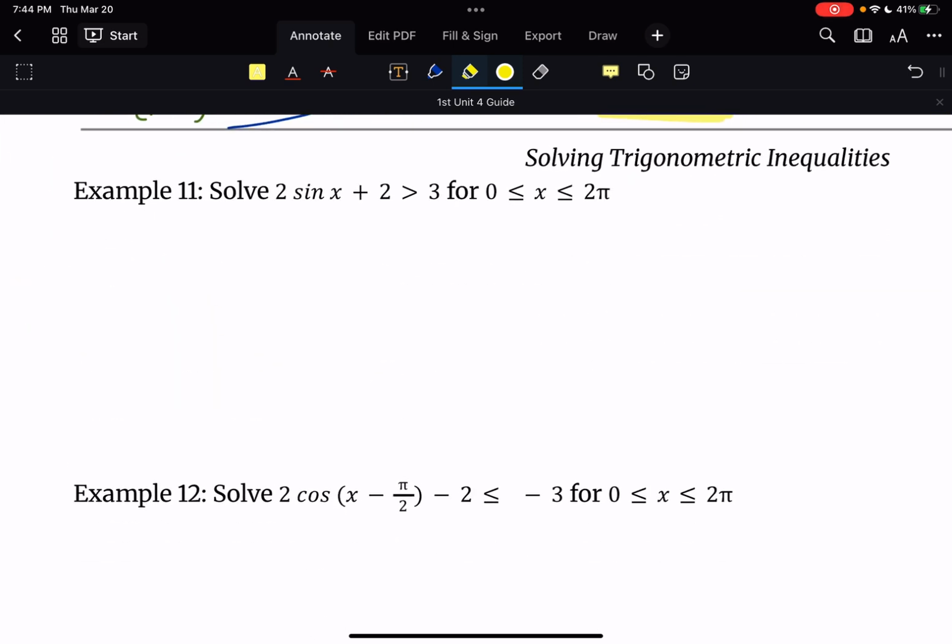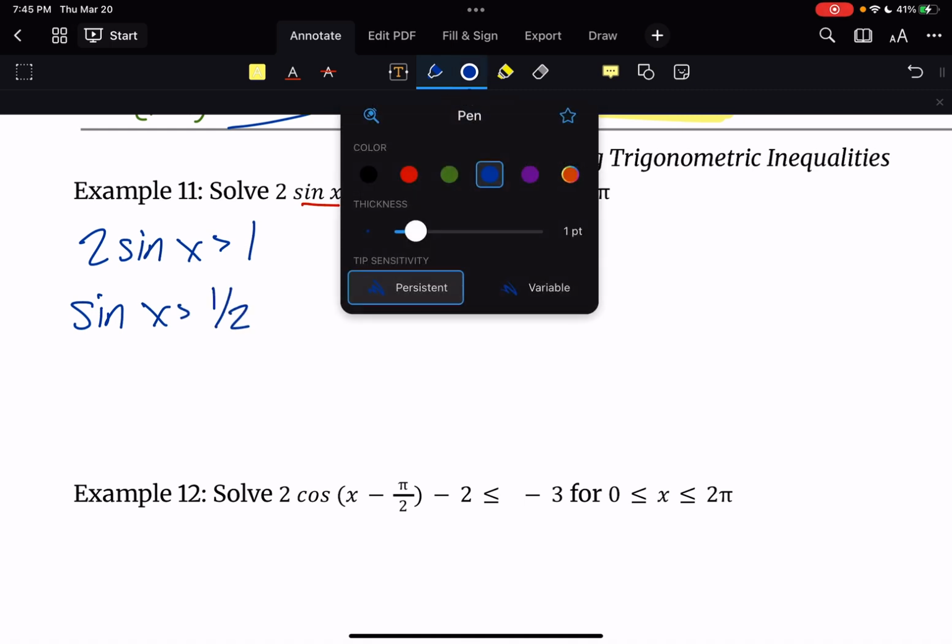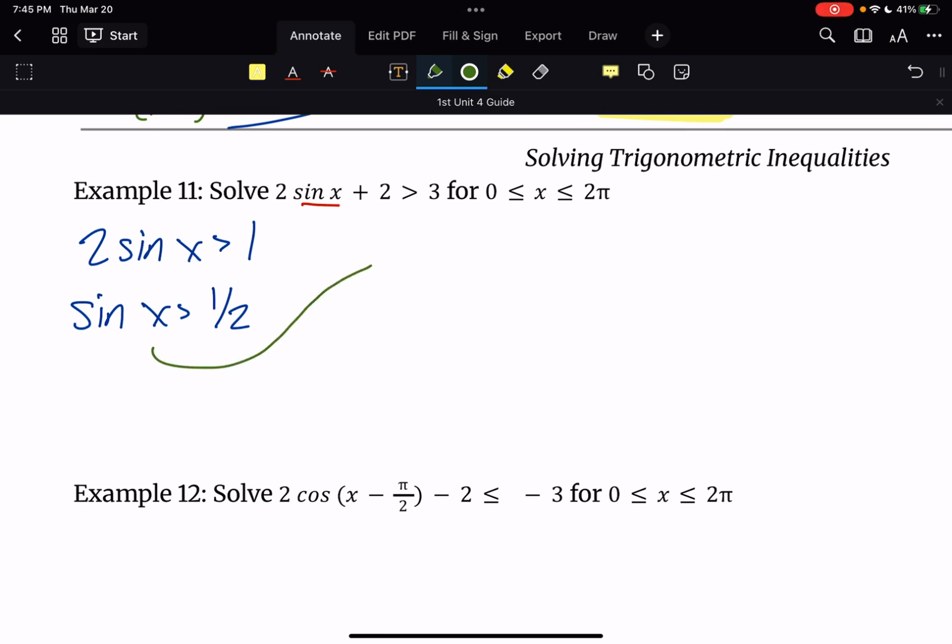All right, last thing is solving inequalities. So when we start with these inequalities, we're going to treat them like equations in terms of, again, getting the trig function by itself. So I'm going to start by trying to isolate this sine x. So I'm going to start by subtracting 2. So I have 2 sine x is greater than 1. And then I'm going to divide by 2. So I want to know, where is sine x greater than 1/2? So when you have this, we're going to treat this like an equation. We're going to solve sine x is equal to 1/2.